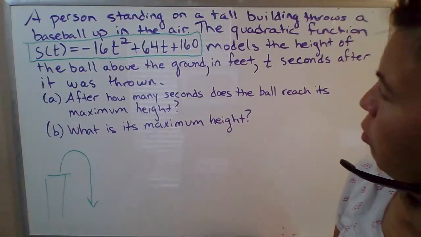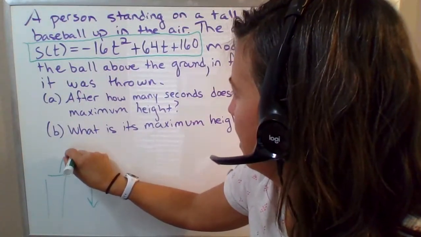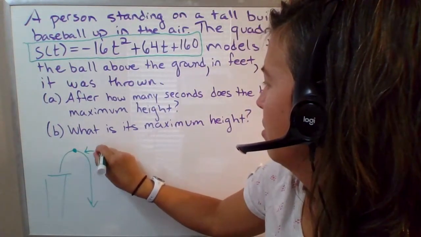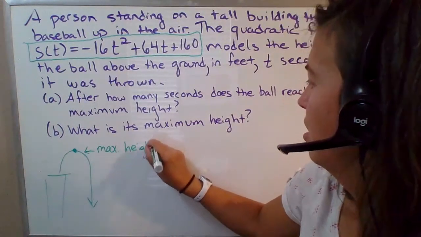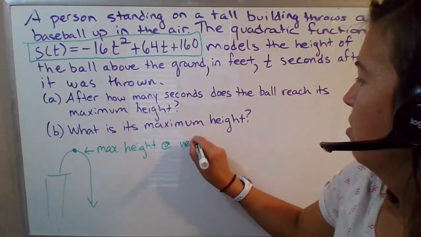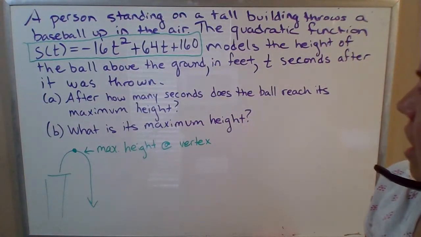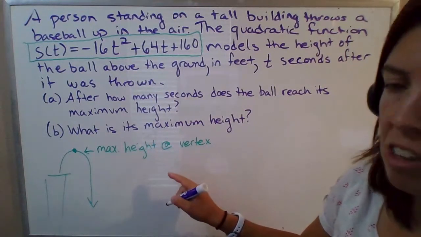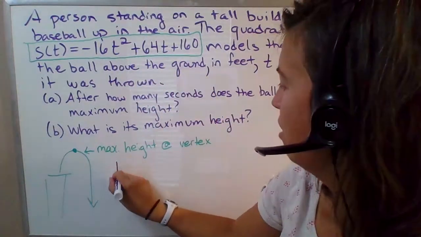Okay, so when does it reach its maximum height? Well, if we think about this, the maximum height will occur at the vertex. Max height at, this should be at the vertex. So part A is asking after how many seconds. So we want the time that it reaches the maximum height. So notice time is the input variable here. We want to find the value of t.